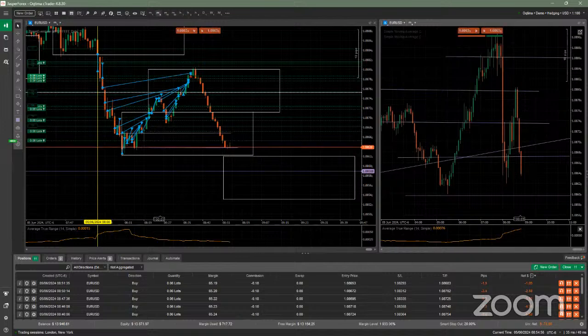Bank of Canada's Macklin says so far it's looking like a soft landing for the economy.